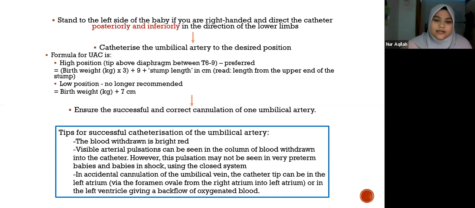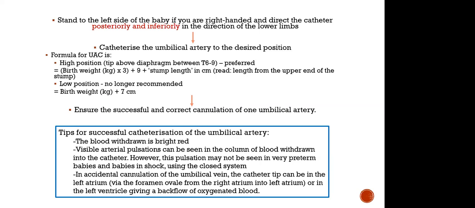However, there are cases, for example in very preterm babies or babies in shock, where we cannot see this pulsation. It is still an umbilical artery, however, we cannot clearly visualize the arterial pulsation because the patient is in shock or very preterm. So in this sort of patient, how do you confirm whether it's artery or vein?